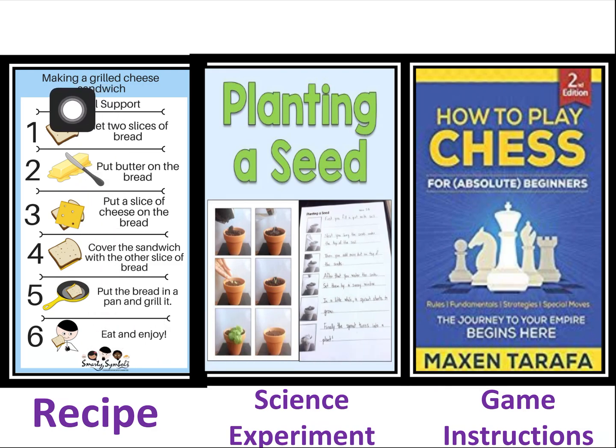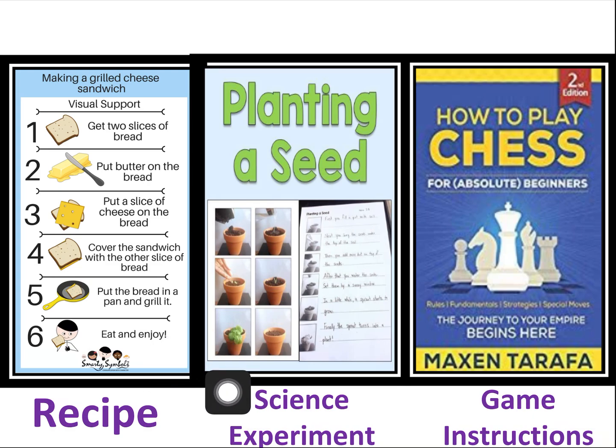Over here, it looks like we're going to be learning how to make a grilled cheese sandwich. So we have some steps, and they're numbered. All right, first we get 2 slices of bread. Number 2, we put butter on the bread. Number 3, put a slice of cheese on the bread. 4 says cover the sandwich with the other slice of bread. Put the bread in a pan and grill it. And last, we eat and enjoy. So we got full steps about how to make a grilled cheese sandwich.